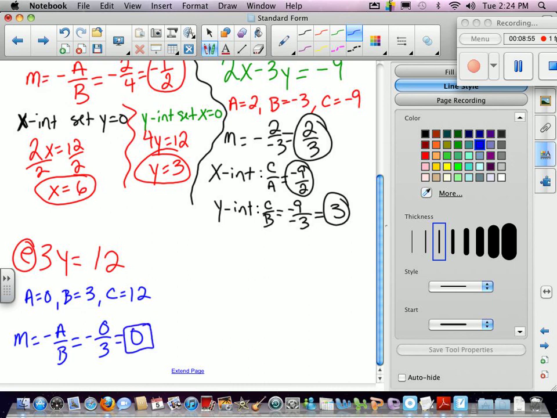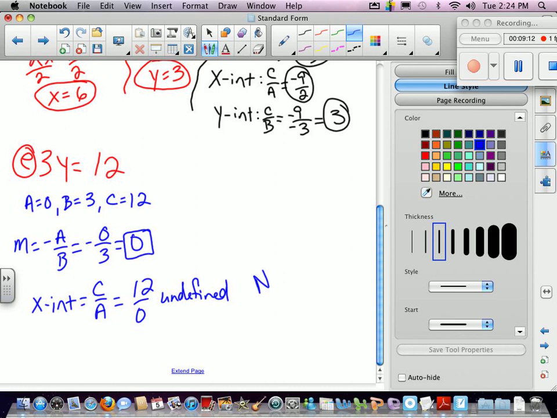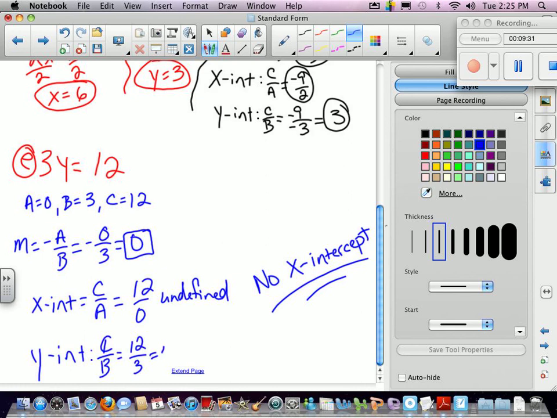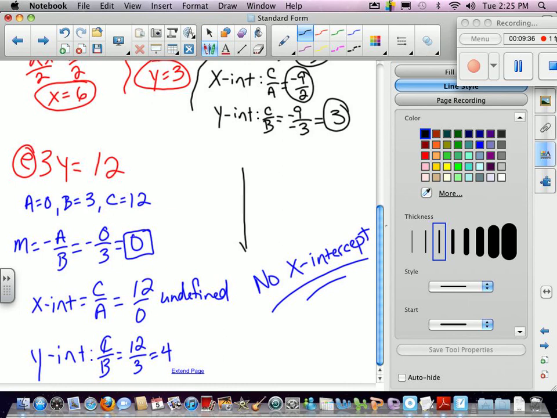Okay? So if we go further with this, the x-intercept is c over a, which is 12 over 0, which is undefined. And if it's undefined, that means there is no x-intercept. Okay. Alright, for the y-intercept, it would be 12 over 3, because that's c over b, which is 4.